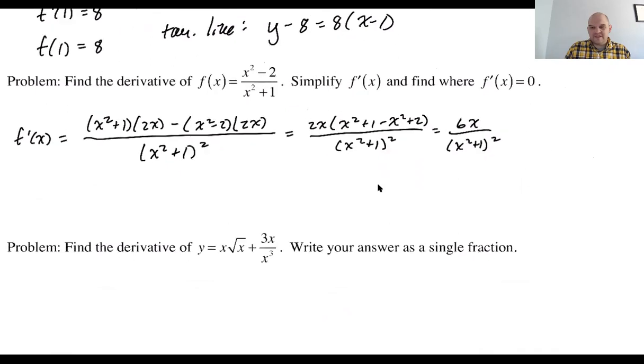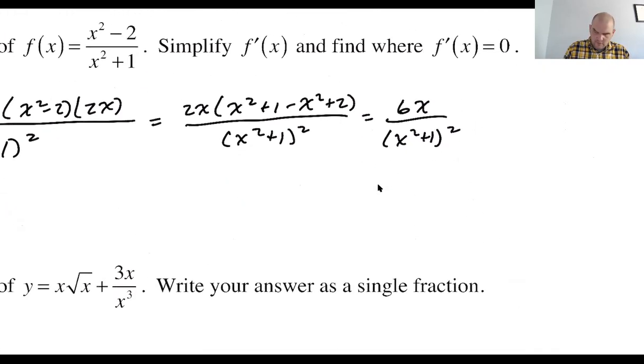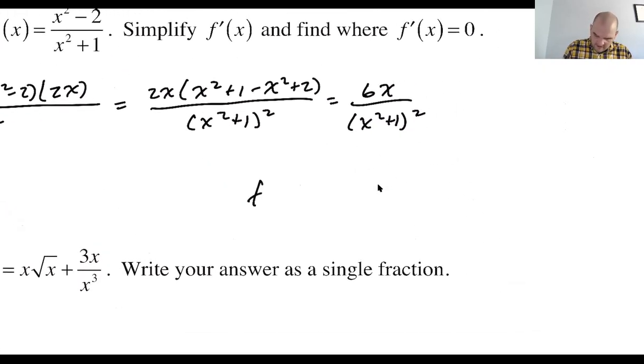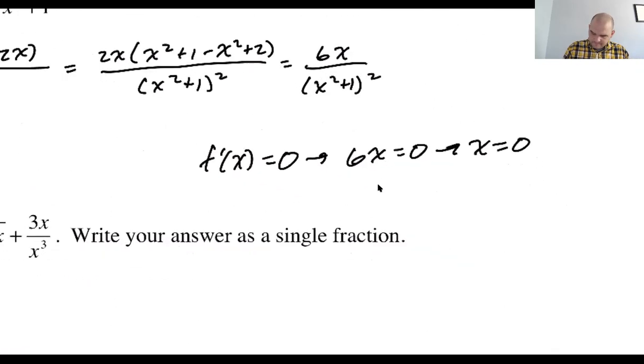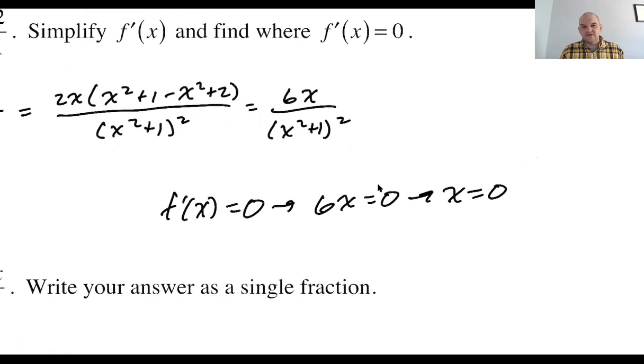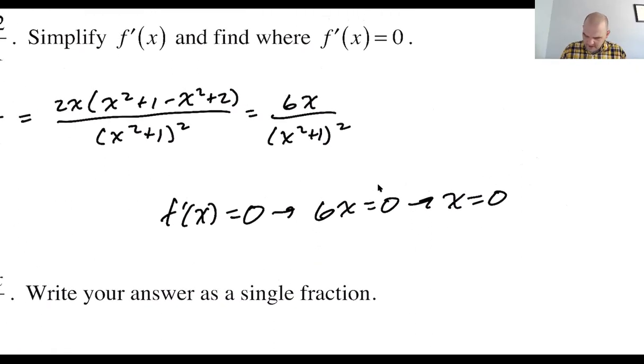Find where f prime of x equals 0. So, whoa, where are we going? Okay, f prime of x equals 0 would mean that 6x equals 0, which would mean x equals 0. All right, what use is that? Well, I mean, we're done with the problem. That's what it said to do: find where f prime equals 0. But what if we did a sign chart? Let's move this, it's in the way.